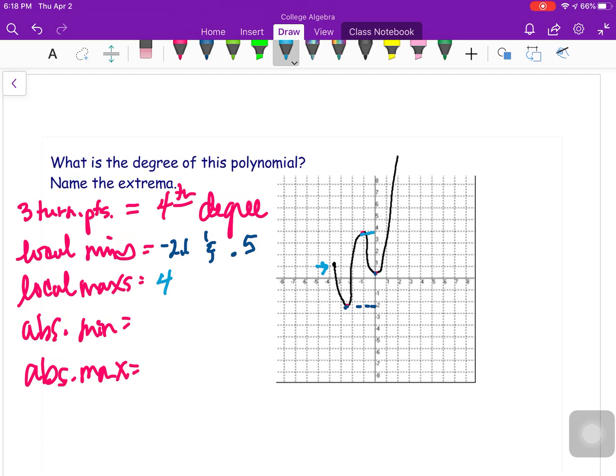Remember, this is an endpoint, so it can only be an absolute. And it is not the absolute highest nor the absolute lowest, so it is nothing except an endpoint. Now I need the absolute minimum. The absolute lowest looks like it's negative 2.1. The absolute highest goes off the graph, so it is not applicable. Or some people say positive infinity.